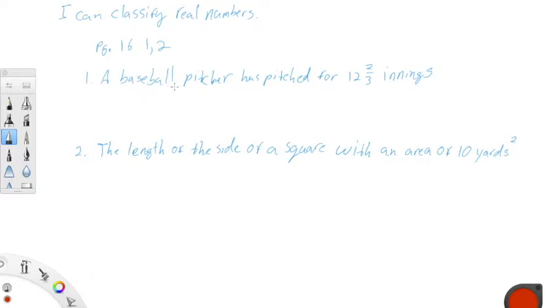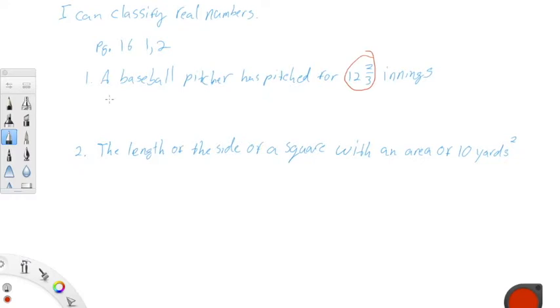Okay, so a baseball pitcher has pitched for 12 and 2/3 innings. So we're looking at this number, and this is going to happen to you every time you go to a baseball game. You're going to sit down, and the person next to you is going to say, "Hey, the baseball pitcher has pitched for 12 and 2/3 innings, and is that rational or irrational? I mean, what kind of number is that?" Because it happens all the time at baseball games. I don't know if you've ever been to a baseball game, but that's exactly what happens. You sit down and they ask you to classify the number.